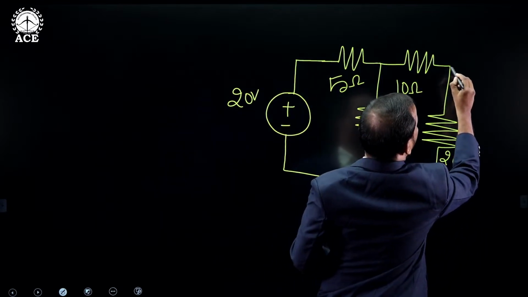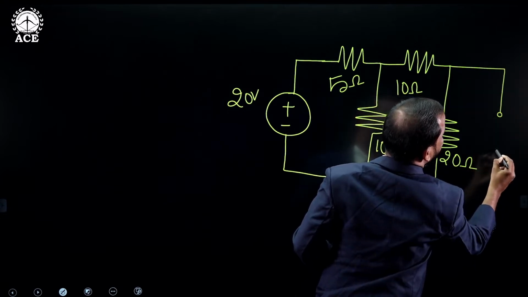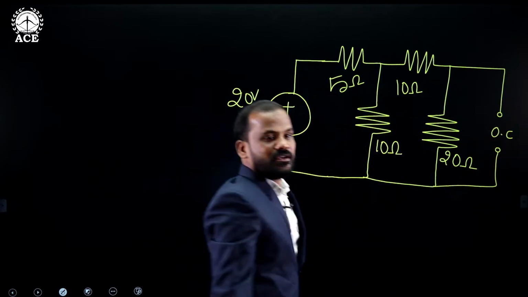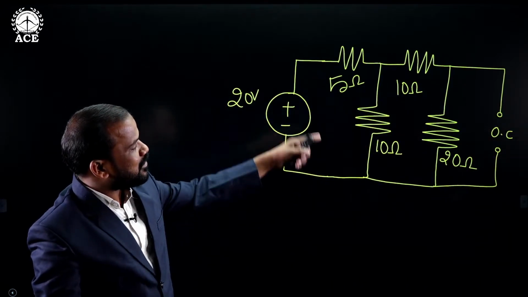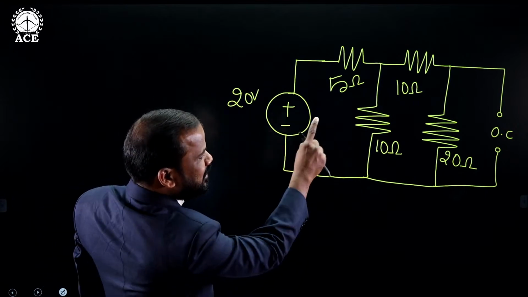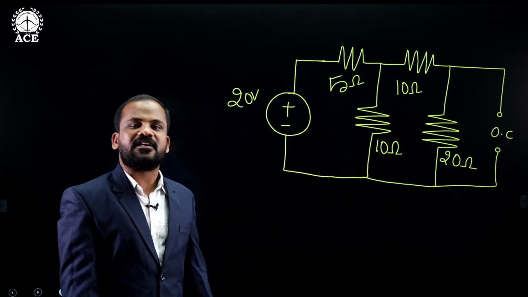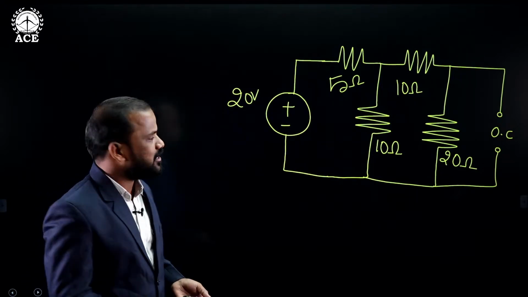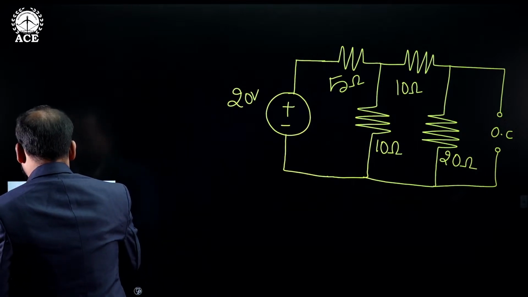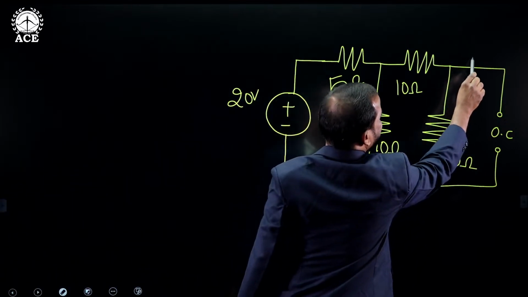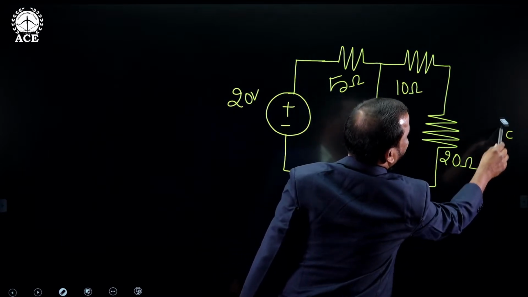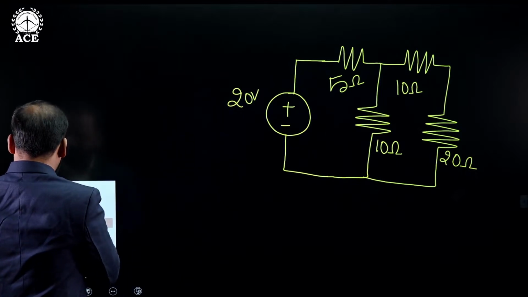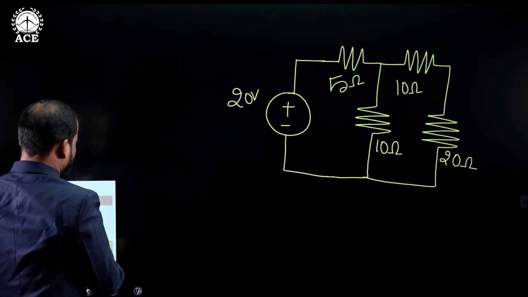Now what we need to do? We need to replace the current source by what? Open circuit, like this. Whenever the circuit is open, we can directly say that the current value is 0, because the current is always 0 in an open circuit. So we can directly eliminate this particular branch from the given network. Now the given network becomes a simple DC circuit.